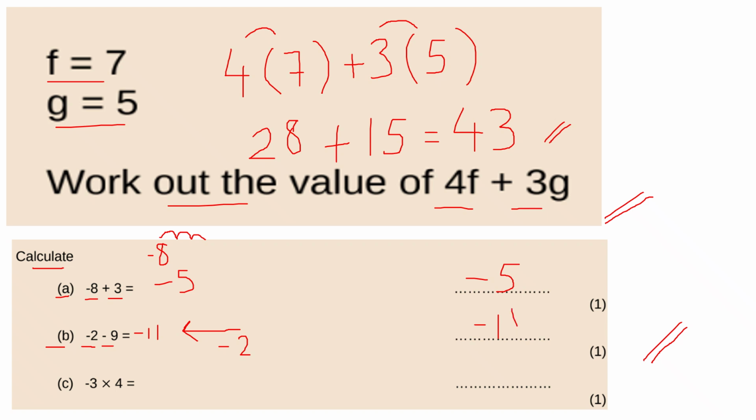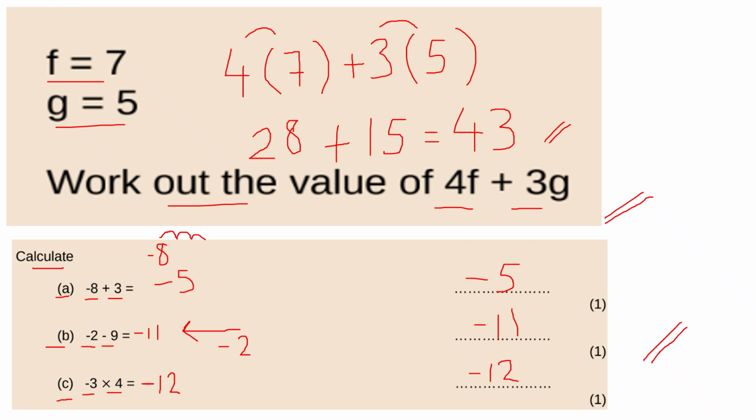Okay, then we got part C, minus 3 times 4. Well, 3 times 4 is 12. A negative times a positive makes a negative as a sign. So we get minus 12 or negative 12.